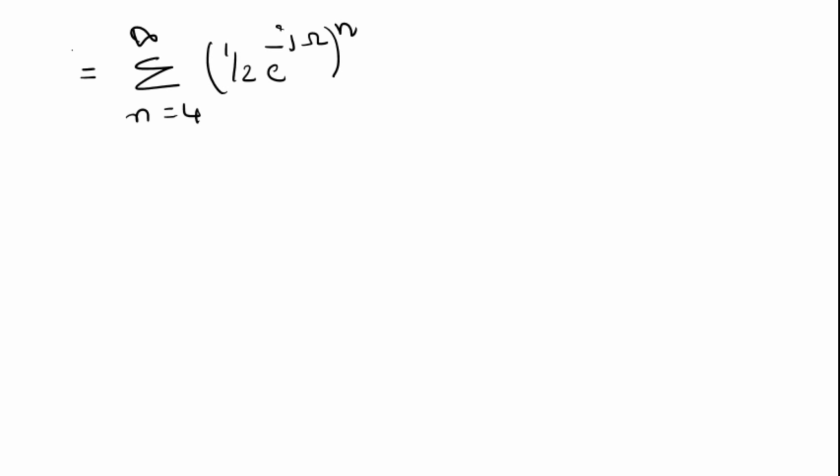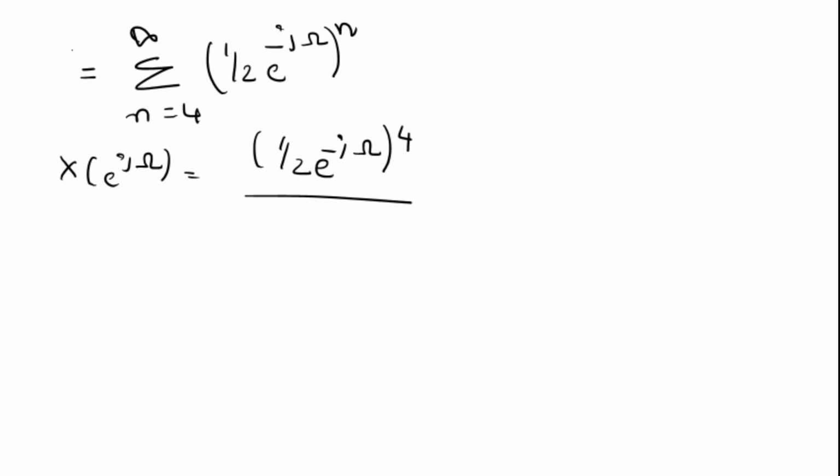Then X of e power j omega is equal to half to the power 4 into e power minus j omega to the power 4 divided by 1 minus half into e power minus j omega.